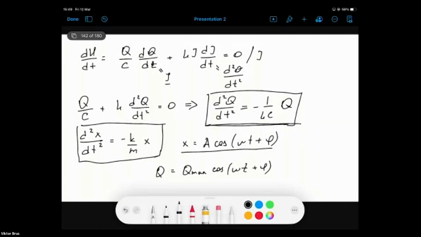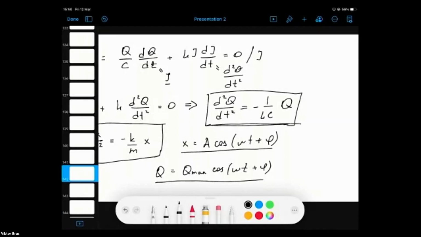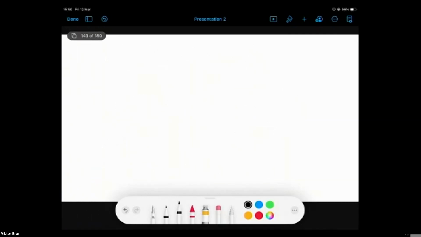So omega is the angular frequency, and phi is some initial phase of this oscillation. So let us keep this in mind and go further. In our case now, omega, this angular frequency, will be equal to 1 over square root of L times C. So this is the so-called natural frequency of oscillations of the LC circuit.